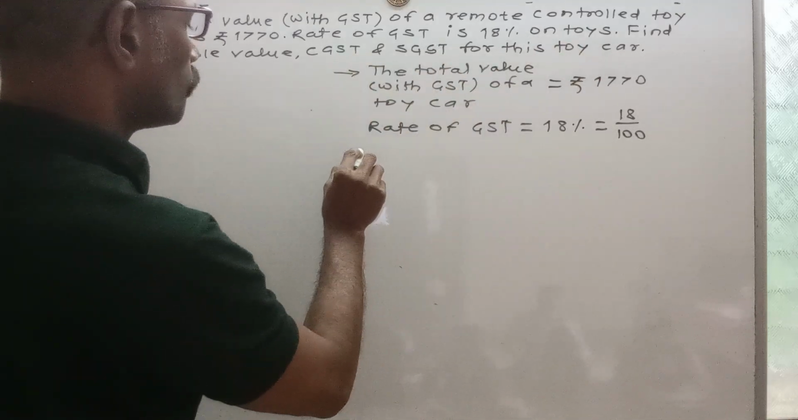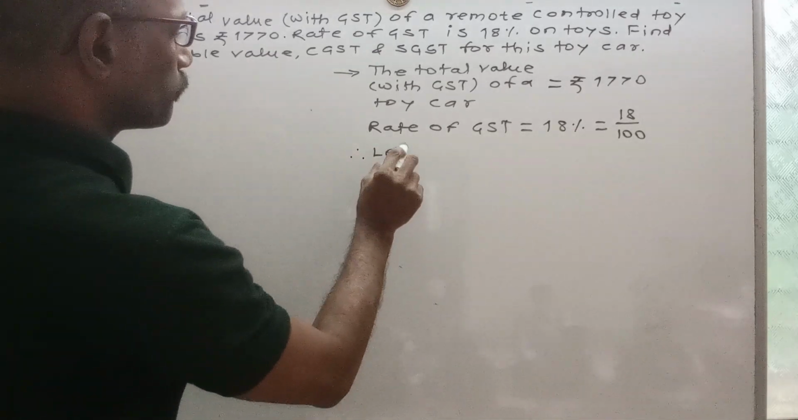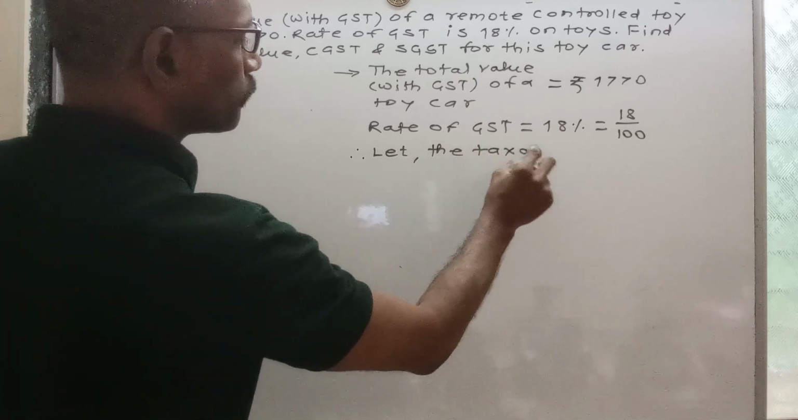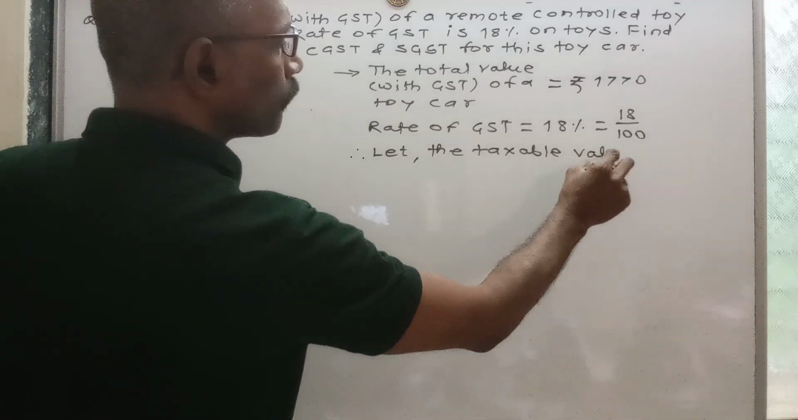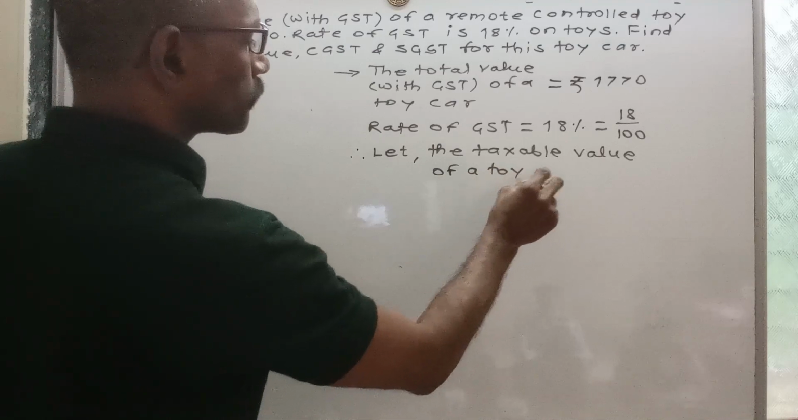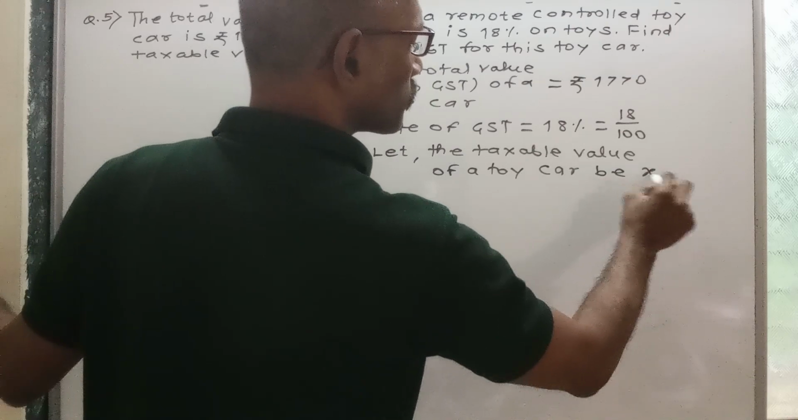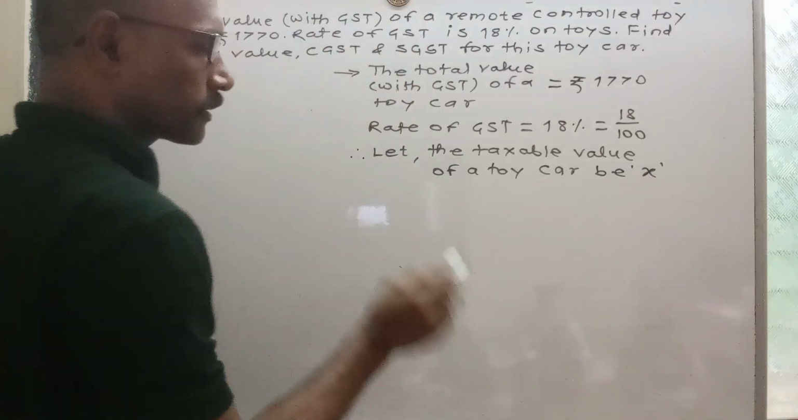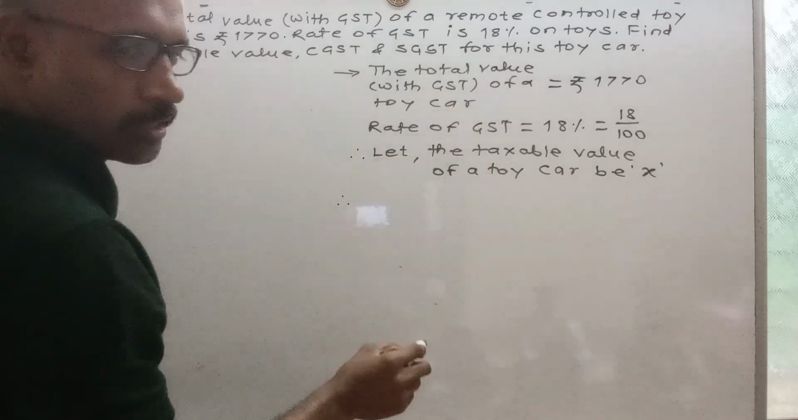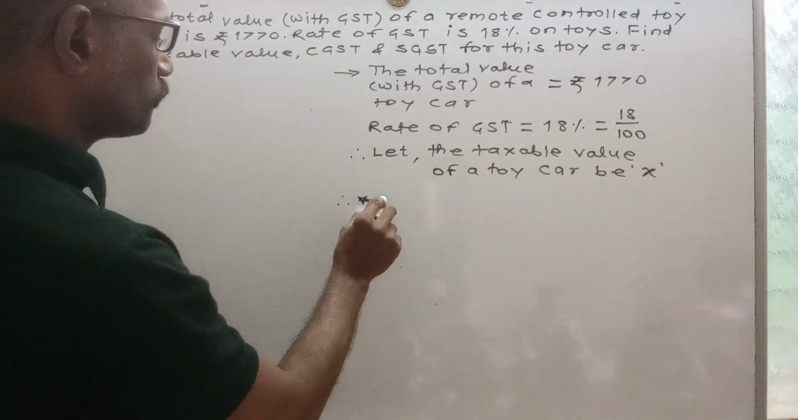First of all, we don't know the taxable value of the toy car, so we write: let the taxable value of a remote control toy car be rupees X. Now, we also don't know the amount of GST. First of all, we will find out the amount of GST.